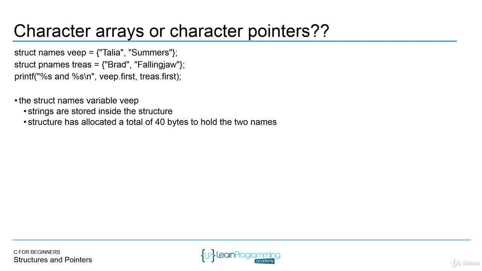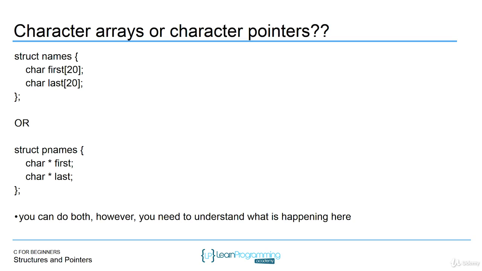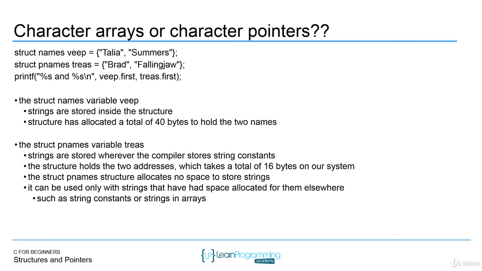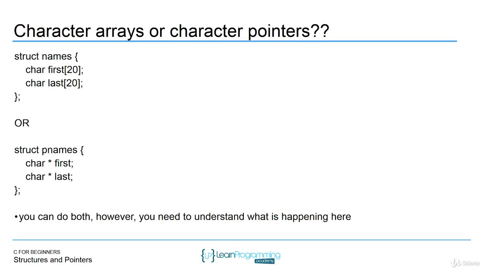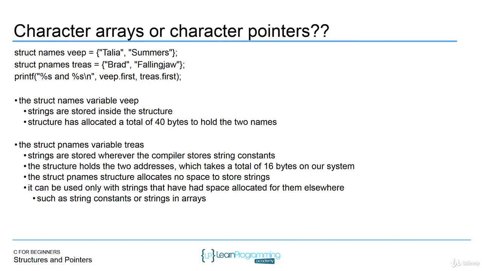For the struct names variable VP, the strings are stored inside the structure. The structure has allocated a total of 40 bytes to hold the two names. They're character arrays. That's what's happening when we create character arrays inside of a structure. We're allocating 40 bytes to hold those two names, 20 and 20. For the pnames variable Trez, where we have two pointers first and last, these are strings that are stored wherever the compiler stores string constants.